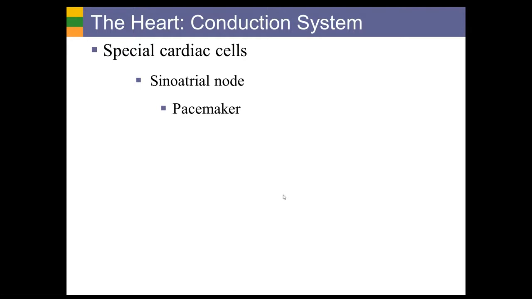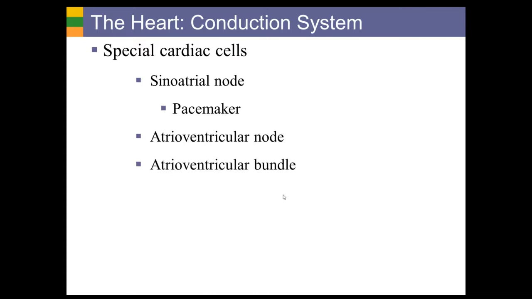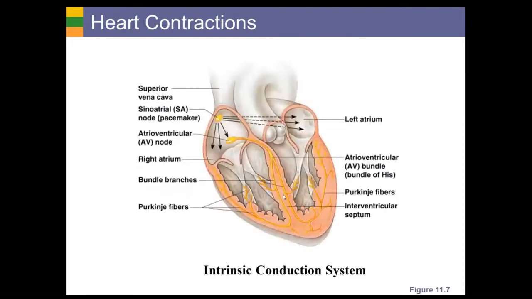The pacemaker of the heart is the SA node, or the sinoatrial node. Then there's the atrioventricular node, the atrioventricular bundle, the bundle branches, and then the Purkinje fibers. Right? This is an illustration of those from your book, I should say. So the sinoatrial node is here. The sinoatrial node is the natural pacemaker of the heart. So action potentials start here, and they spread through the atria, causing the atria to contract.